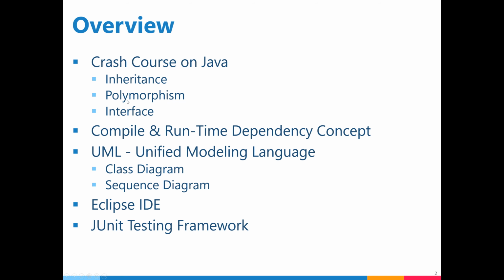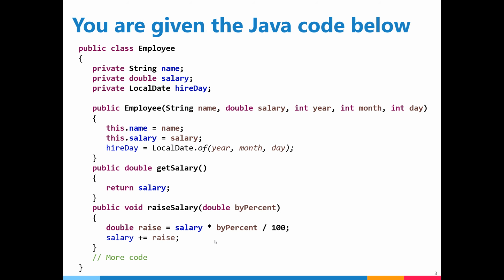These are the things: inheritance, polymorphism, interface. We'll be going over compile-time and runtime dependencies. What is this concept? And the UML class diagram. We will be learning Unified Modeling Language, and I'll be using the Eclipse IDE at the end. I will also introduce the JUnit testing framework with a simple introduction. How can we step into a JUnit unit test?